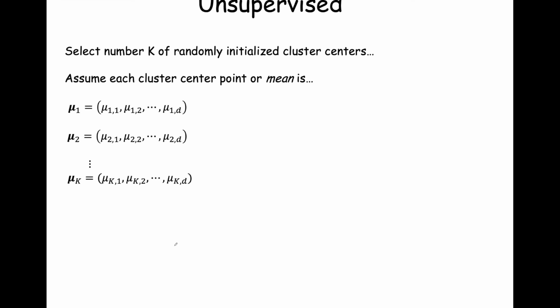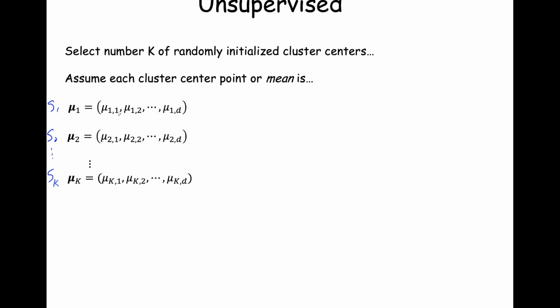And so we select some number k of randomly initialized cluster centers. Then we're going to assume each cluster center point, or mean, is as follows. So we have mu1, which is the center for cluster S1, mu2, which is the center for cluster S2, up to and including mu sub k, which is the center for cluster Sk. Now, because these means are computed from the data points, each of these cluster center points, or means, is going to be defined also in d dimensions.